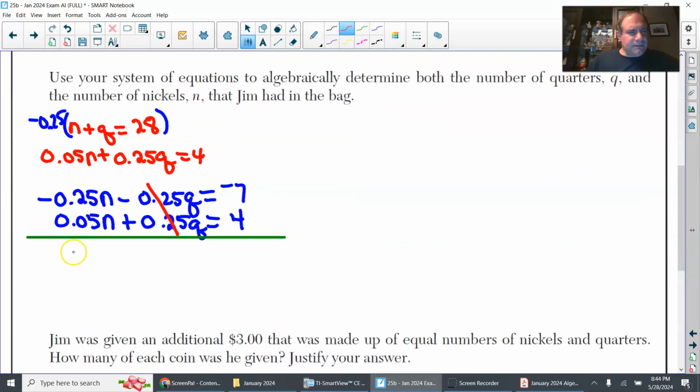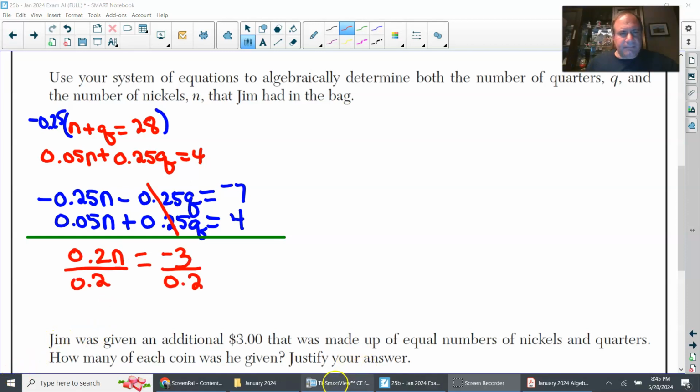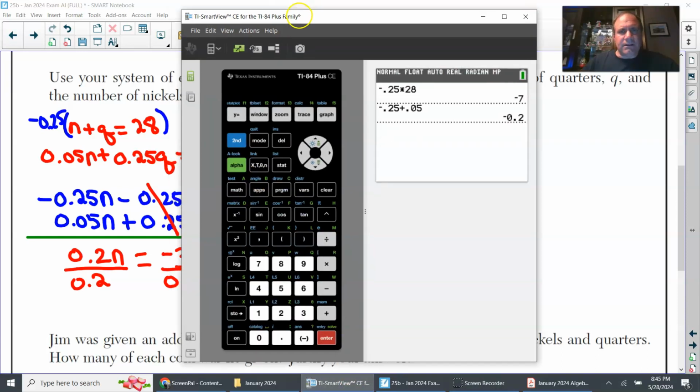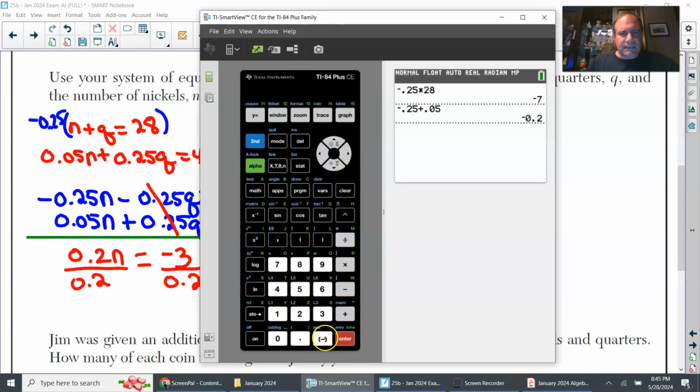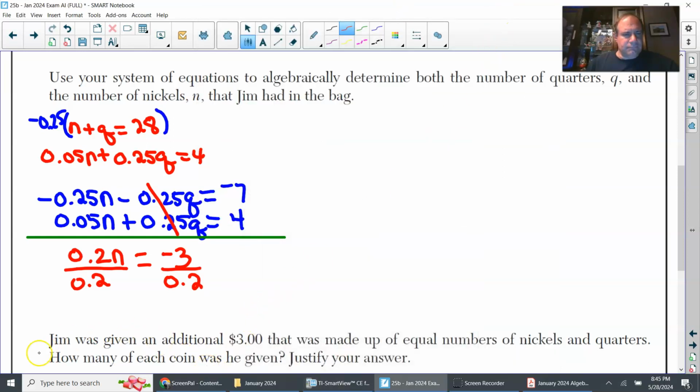This right here is 0.2N. Then I'm going to do negative 7 plus 4 is negative 3. Divide by 0.2. And we are going to get negative 3 divided by 0.2 is negative 15. And sorry, that N is positive, 15 nickels.